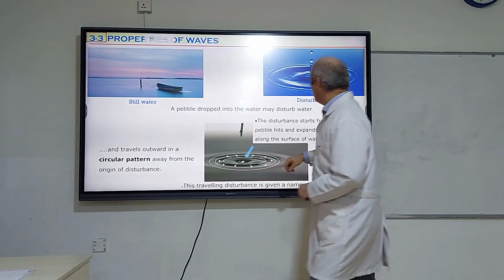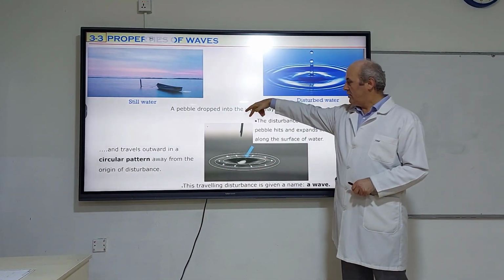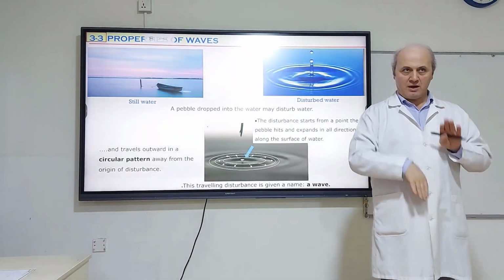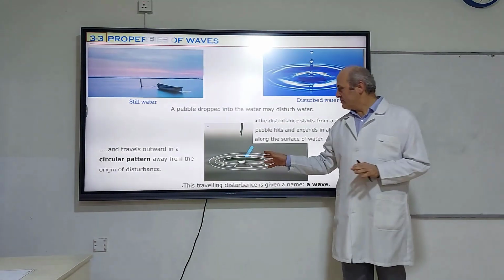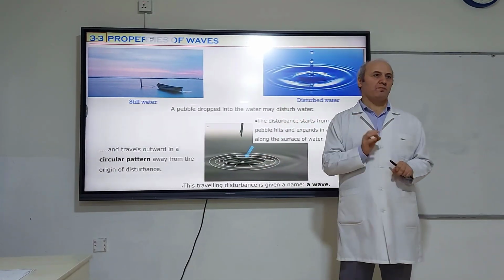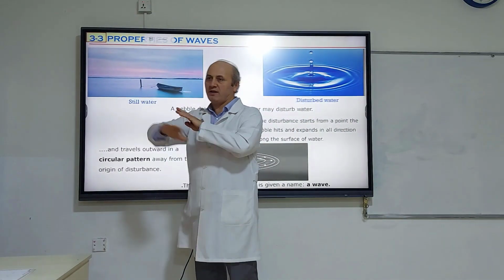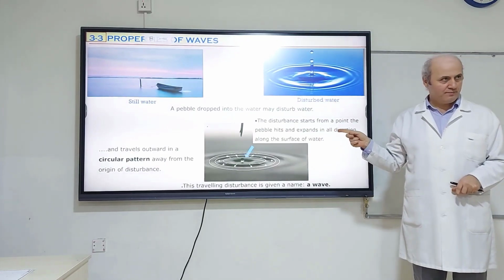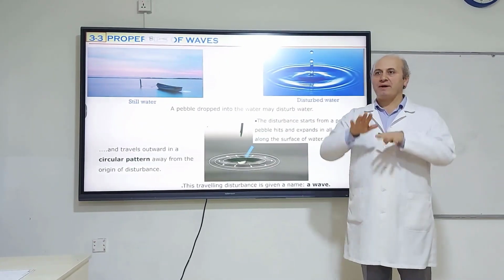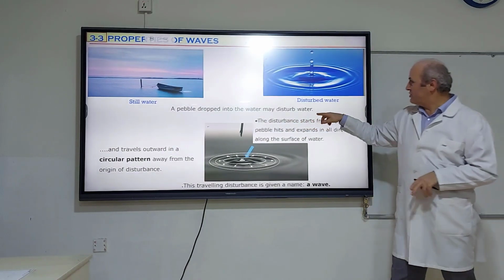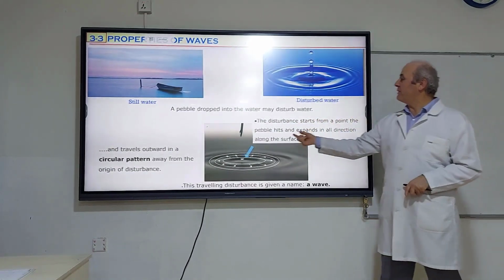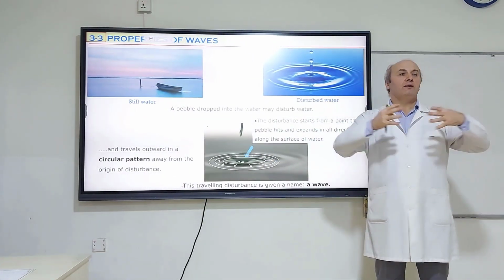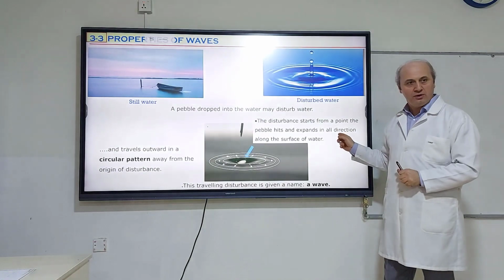But if you drop a piece of rock onto the surface of the water, you are going to see that the surface starts to vibrate up and down. And this is called a disturbance in physics. It was normally flat, there was nothing. But when you drop a pebble onto the surface, you disturb the water, and it starts vibrating. The disturbance starts from the point the pebble hits. From this point, the disturbance starts and expands, becoming larger and larger in all directions.